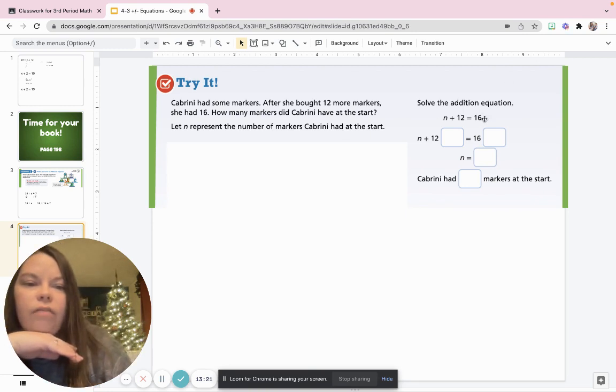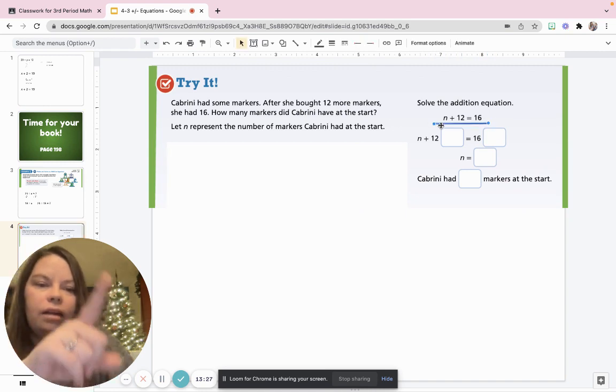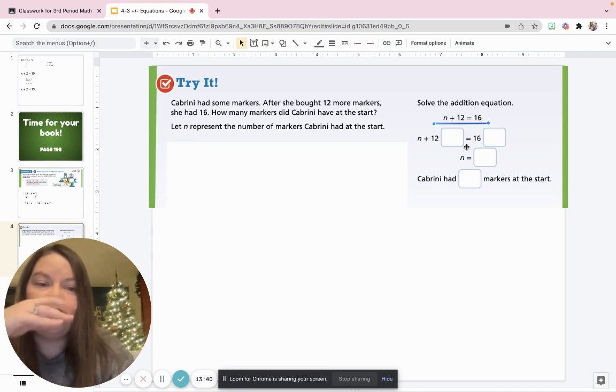Now look, they already gave you that equation right there. See it over here off to the side? N plus 12 equals 16. That N is whatever markers she had. And then she got 12 more, so we're adding, and now she has a total of 16. So we needed to fill this in a little bit.